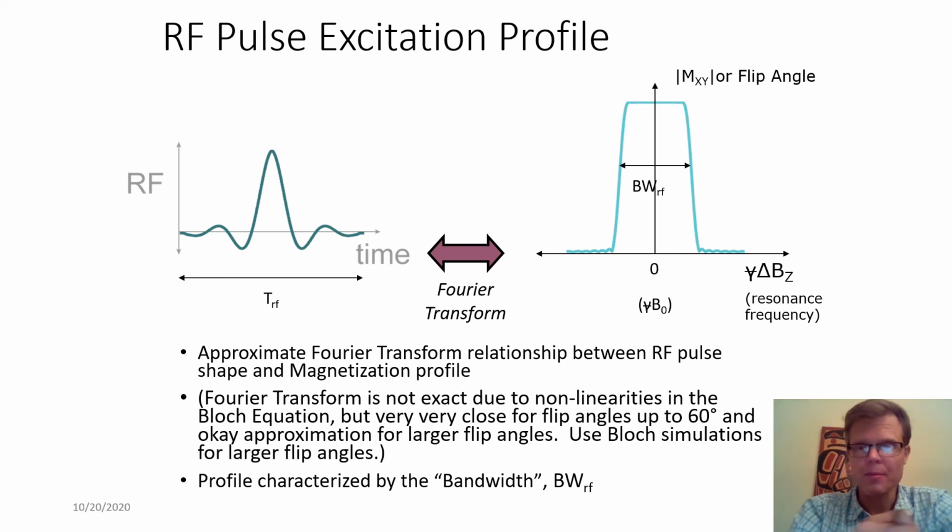Now, one other key parameter shown here is this BW_RF, or the pulse bandwidth. And this is really a key parameter of our RF pulse shapes that we're going to use to do our calculations of slice thickness and look at later on some artifacts in the RF pulse.